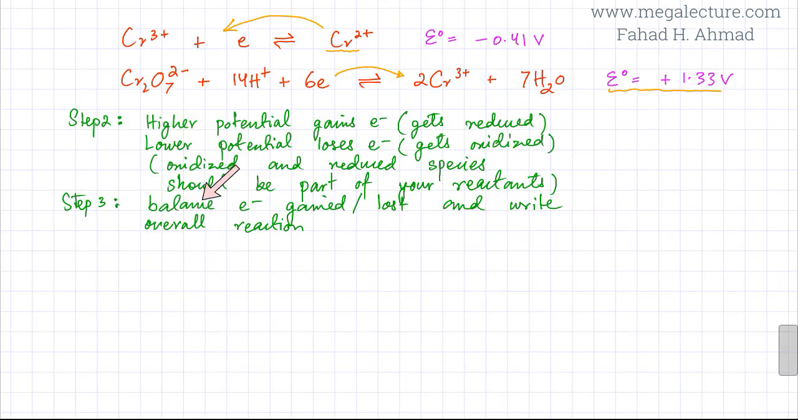Step 3 now is that you need to balance the number of electrons gained and lost, and write an overall reaction. So I would first need to rewrite these equations. If you look at the first equation, remember the first reaction is going in the backward direction. So I need to write this reaction in the backward direction, where Cr2+ is the one that's losing electrons to form Cr3+. So let me write that down. It's Cr2+, and that is losing 1 electron to form Cr3+. The E naught for that particular electrode is minus 0.41 volts. So this is the substance that is getting oxidized.